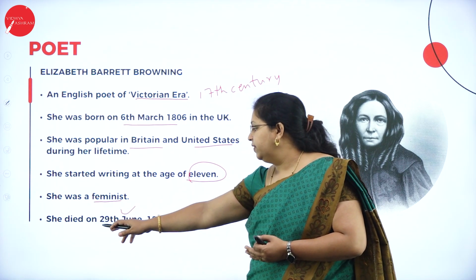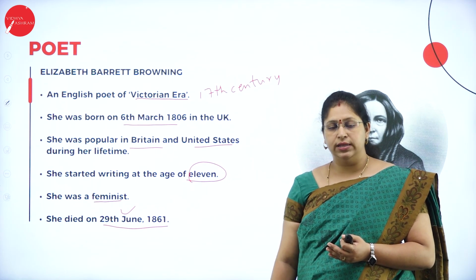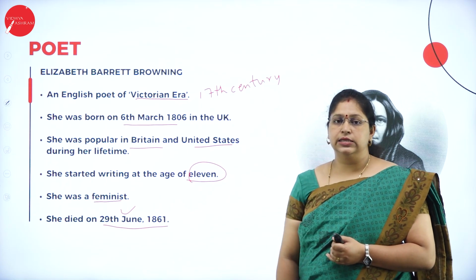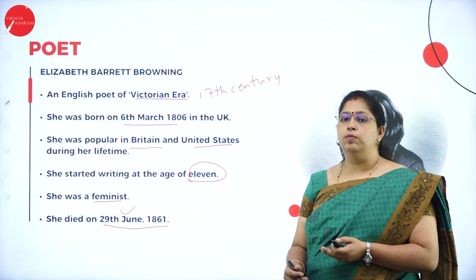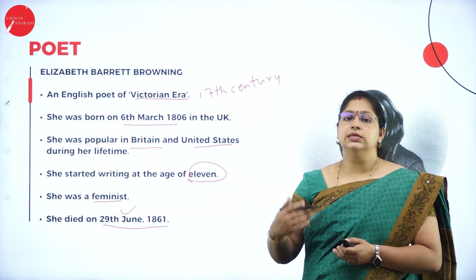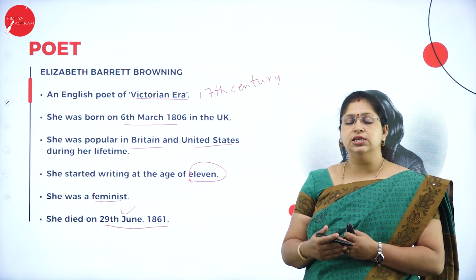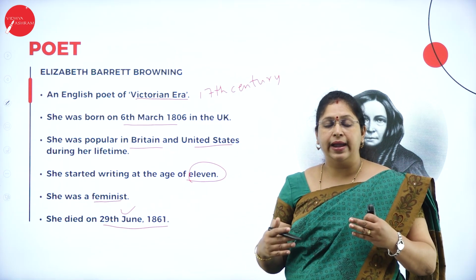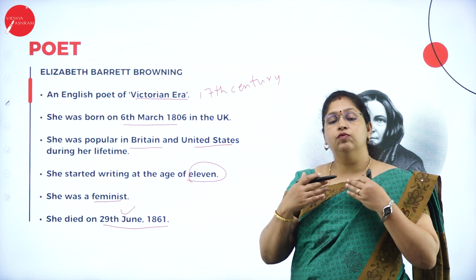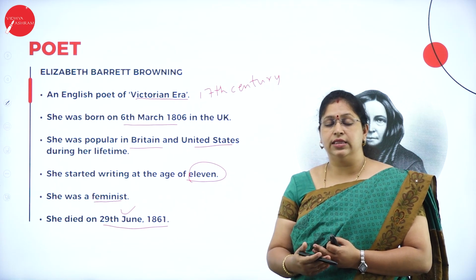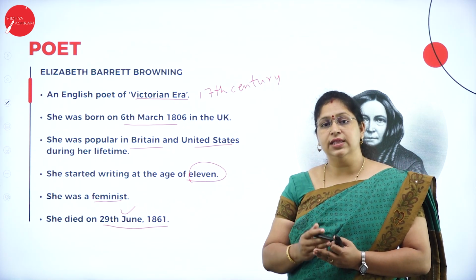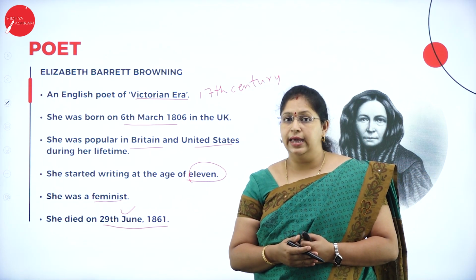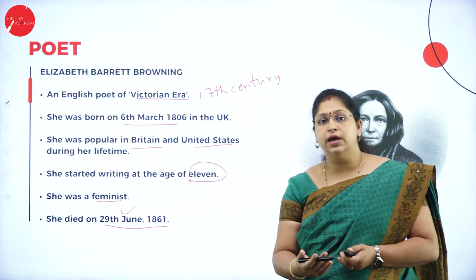Then she died on 29th June 1861. She died at a very early age. And this poem, How Do I Love Thee, is about her reasons. She is searching reasons to love her husband. She loves him to the moon and back. To that level she loves. So, she wants to continue loving even after her death. She mentions in the poem that even after death, I'll be loving you, and that will be more than what I love when I am alive. So, that is how she loves her husband.